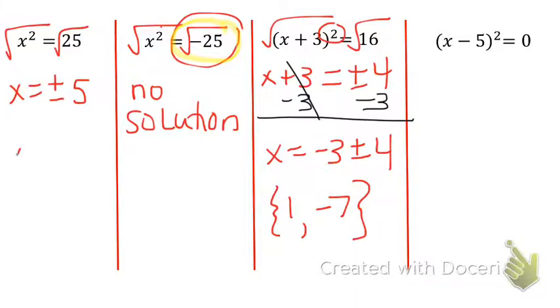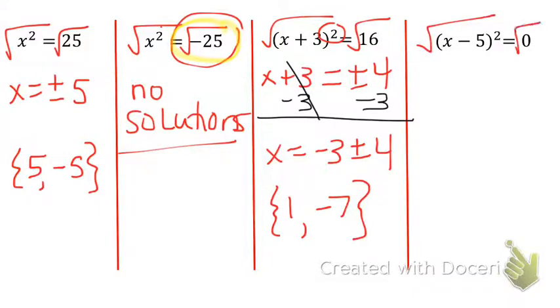So again, so far we have the number of solutions we've gotten. The first example had two solutions, 5 and negative 5. The second one had no solutions. The third one also had two solutions. So the question I'm trying to get at here is, is it possible for there to only be one solution? So let's see. Treat this last one just like we did the third. We square root both sides. The square and square root cancel each other out. So x minus 5 equals plus or minus the square root of 0.